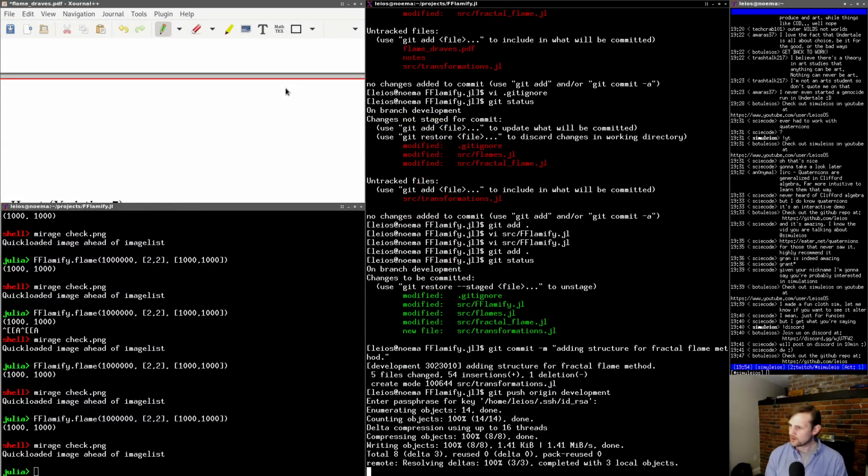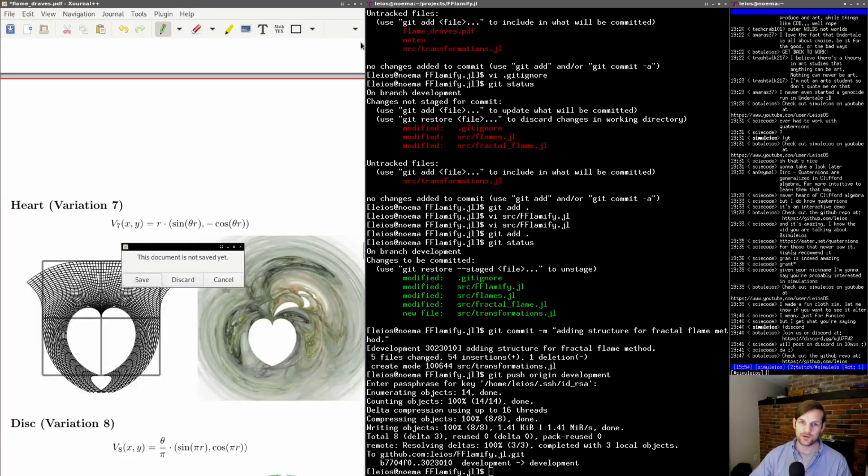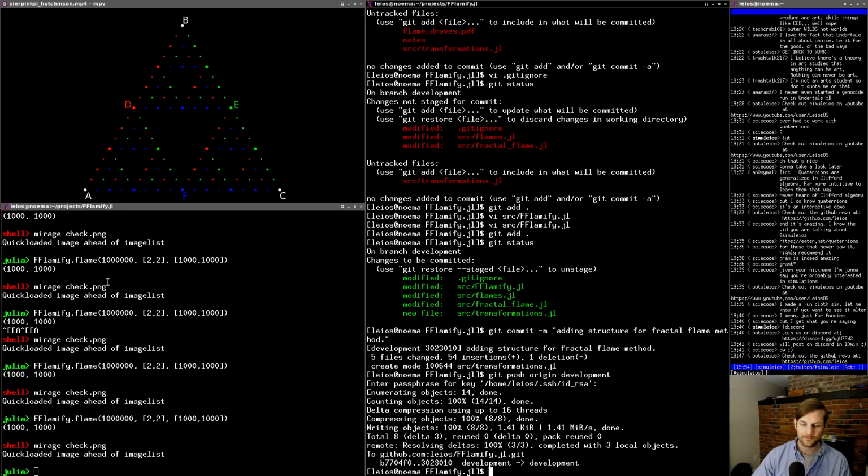We're going to come back tomorrow and we will be working on different fractal flame functions, trying to get them all working one step at a time. There's still a lot left to do, but I'm relatively happy with the direction we've gone in today. So we'll come back tomorrow and keep working on that.